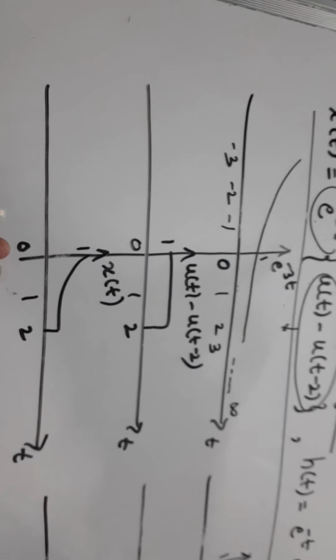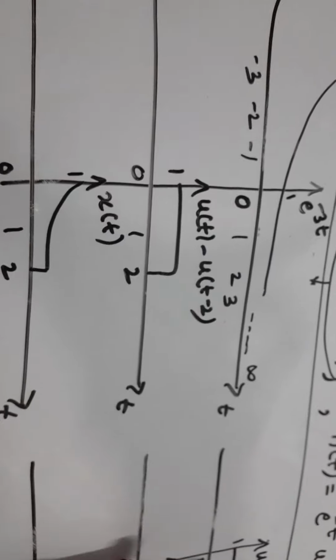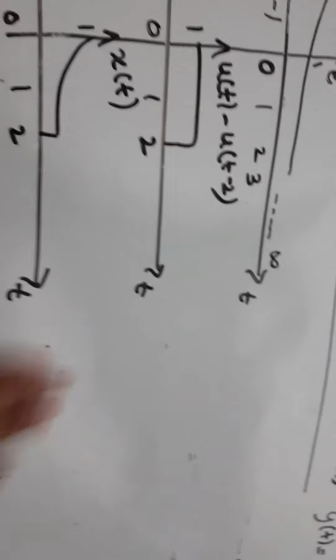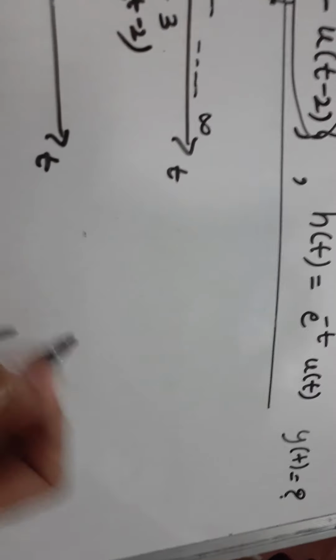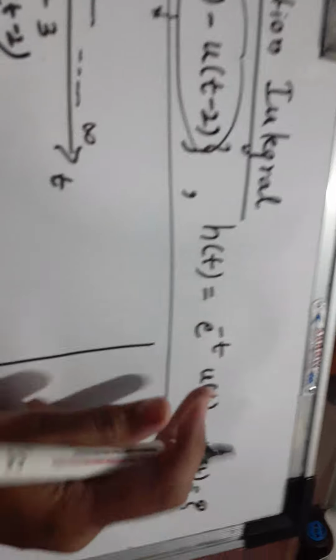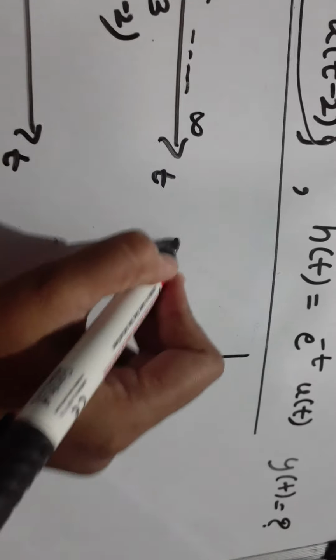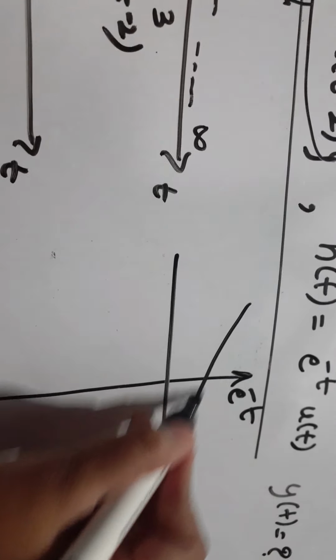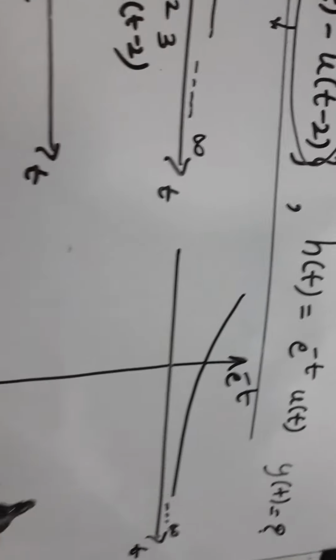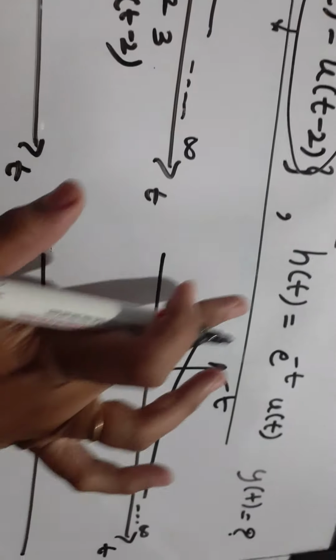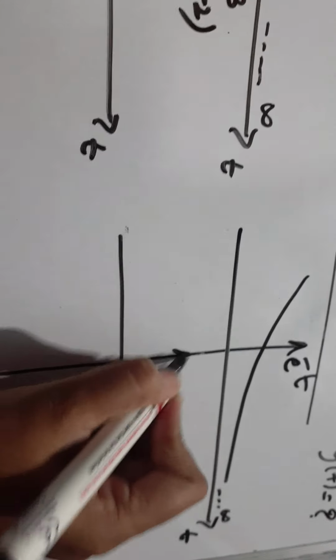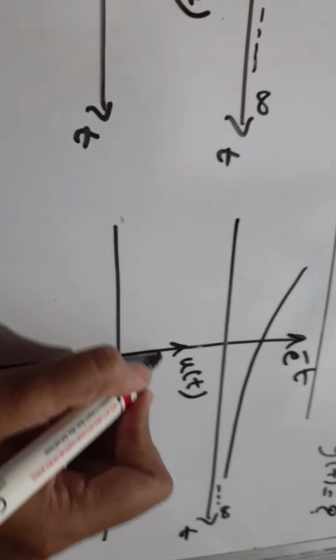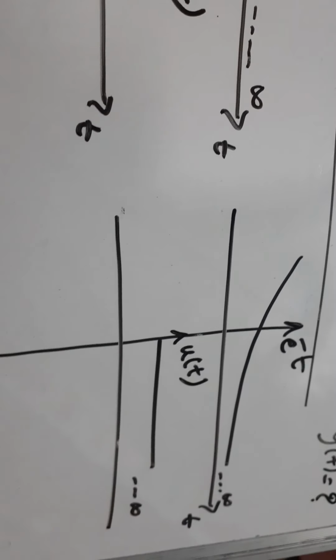So the first signal we have drawn. Similarly, let us try to draw the second signal, h of t. In order to draw h of t, we require u of t and an exponential. This is your e to the power of minus t. Substitute different time values, you will get a curve like this. The second signal is u of t, like this.